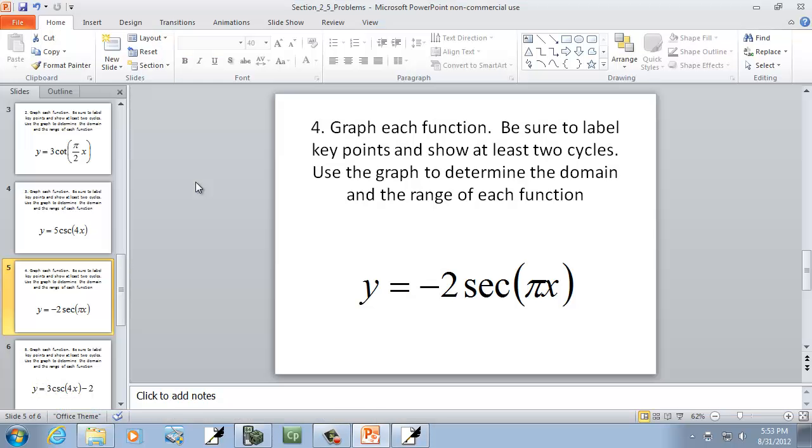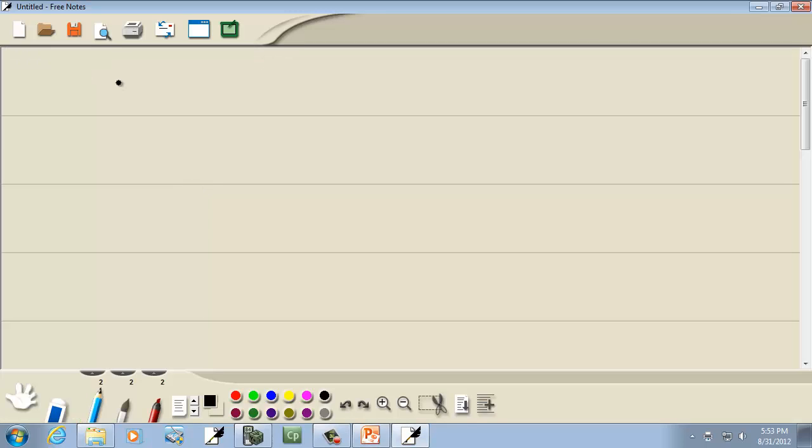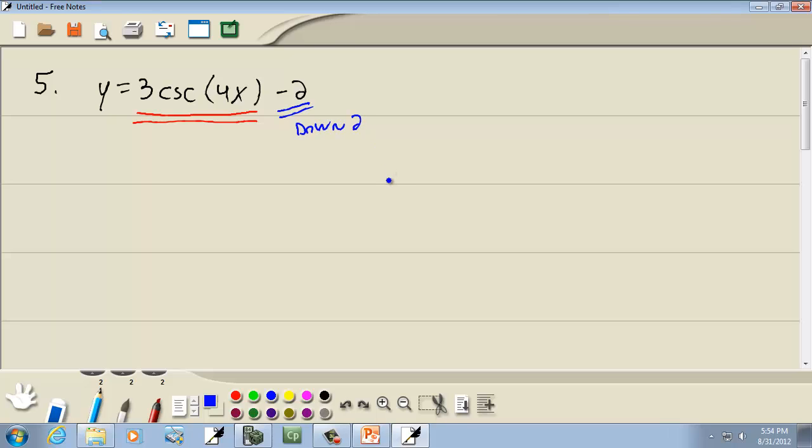And our last one here is this one. So we got y is equal to 3 cosecant of 4x minus 2. Now I'm going to ignore the -2. So I'm just going to graph the first part. I'm only going to look at this part right here. Then at the very end, I know what a number at the end does. It moves it up or down. So this is going to shift our entire graph down 2 places.